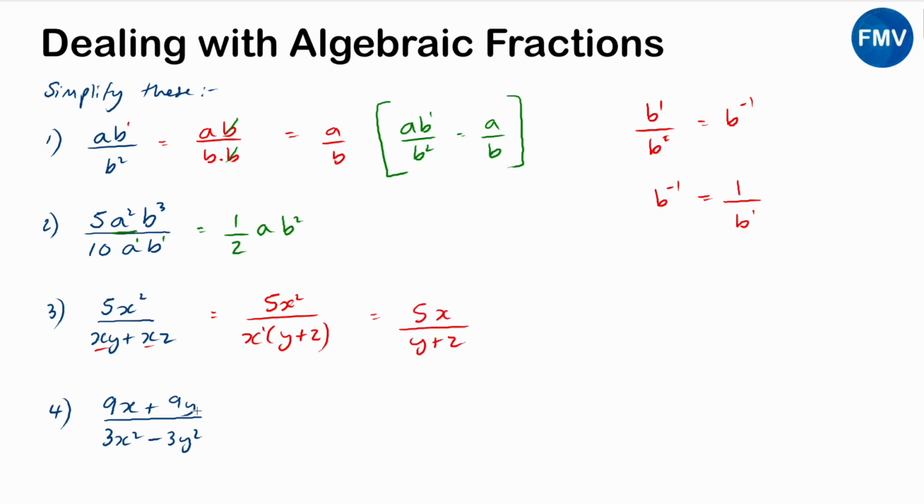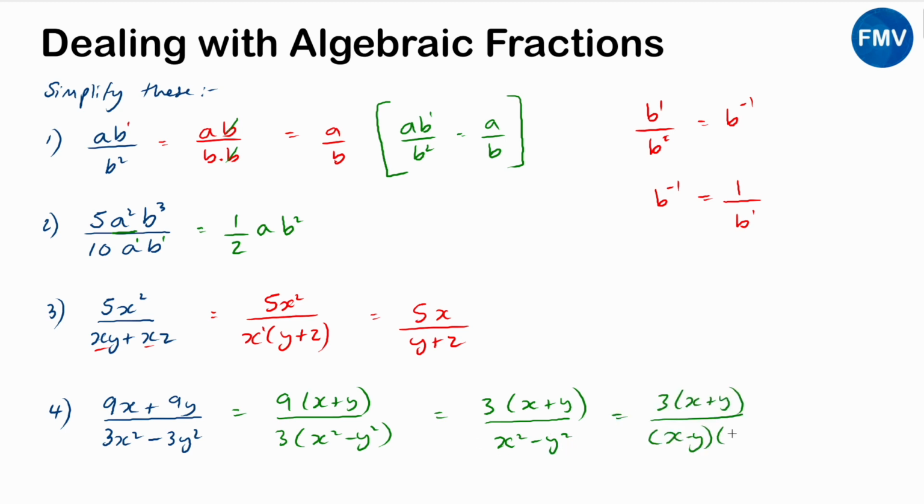And that's it. Simplifying this last one here, hopefully you'll notice that this can be factorised, as can this. So now we have got 9 bracket x plus y, and we have got 3 bracket x squared minus y squared. 9 divided by 3 is 3. We've got x plus y here, divided by x squared minus y squared. Now we need to notice something here. This is the difference of two squares. So going back to your factorising and finding the difference of two squares, that would become x minus y multiplied by x plus y. And now we can cancel the x plus y's, because anything divided by itself is 1, and we end up with 3 over x minus y. Looks a little neater than what we started with.